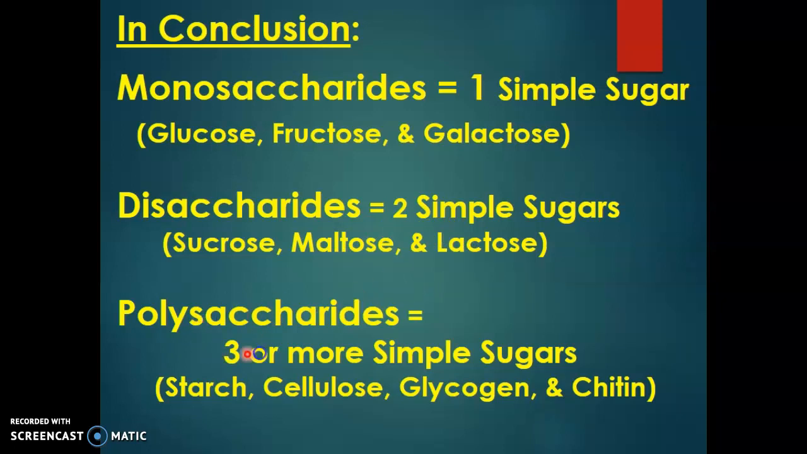And then the larger complex carbohydrates we call polysaccharides, three or more simple sugars together. Our examples were starch, cellulose, glycogen, and chitin. Starch is long-term energy storage in plants. Cellulose makes up their cell walls to provide strength. Glycogen is how we store glucose or sugar short-term in our livers, in that highly branched macromolecule. And chitin helps to give strength to the exoskeleton of arthropods.